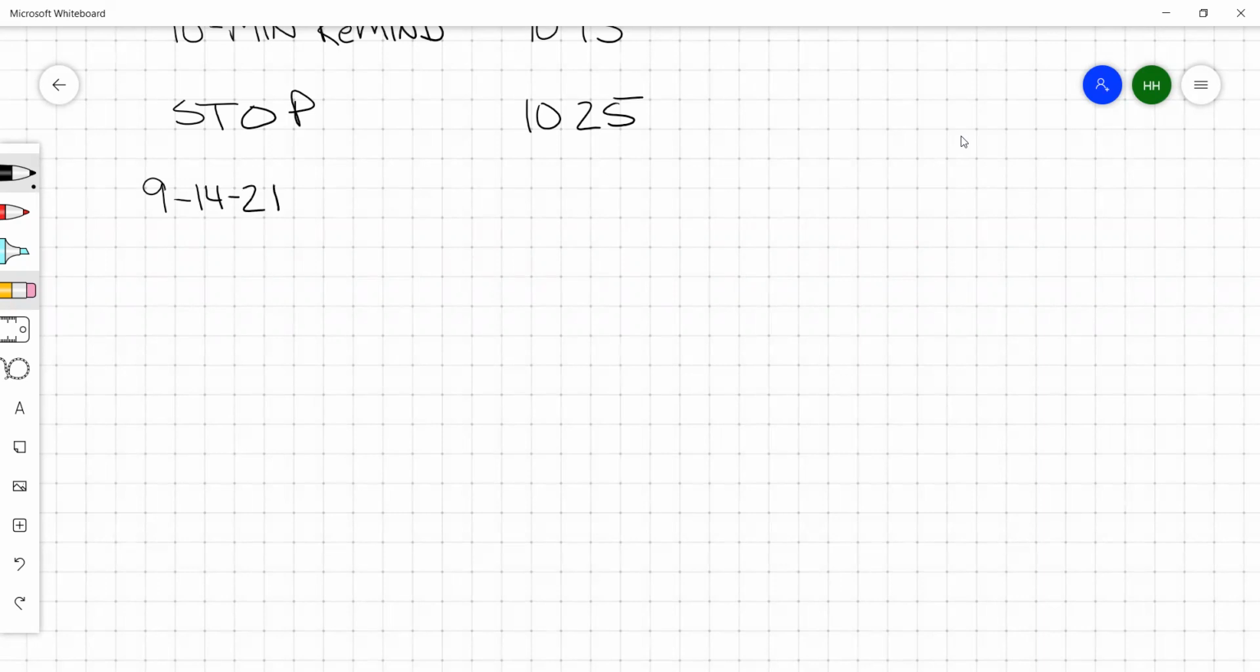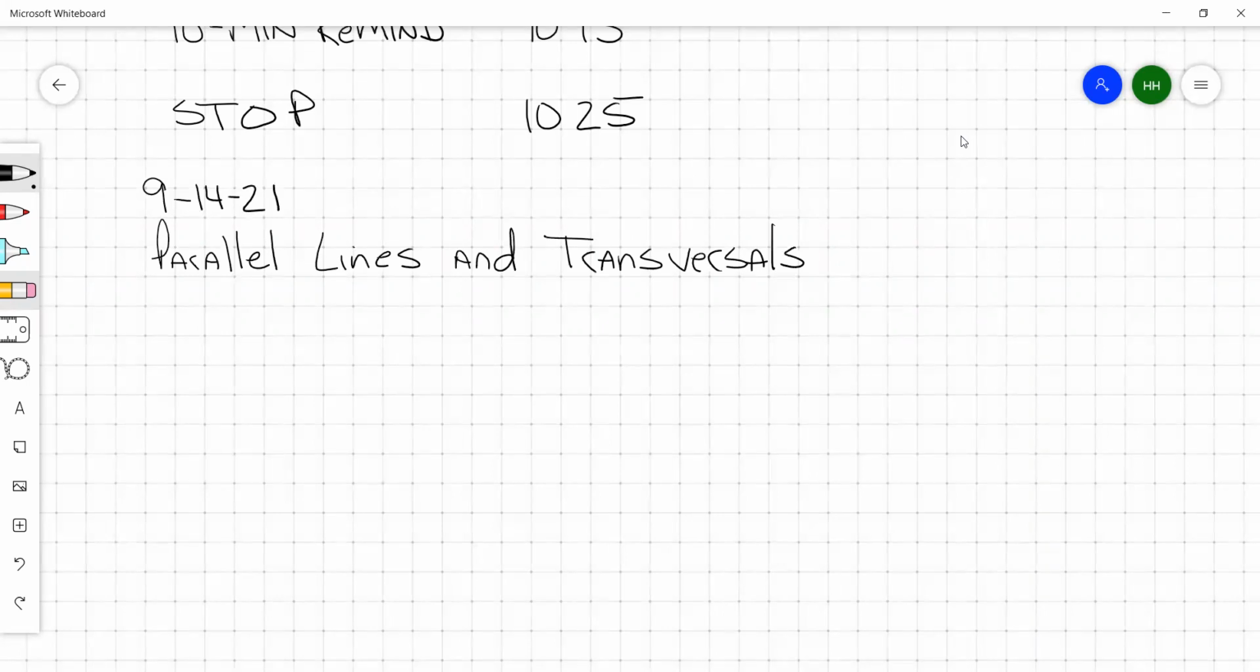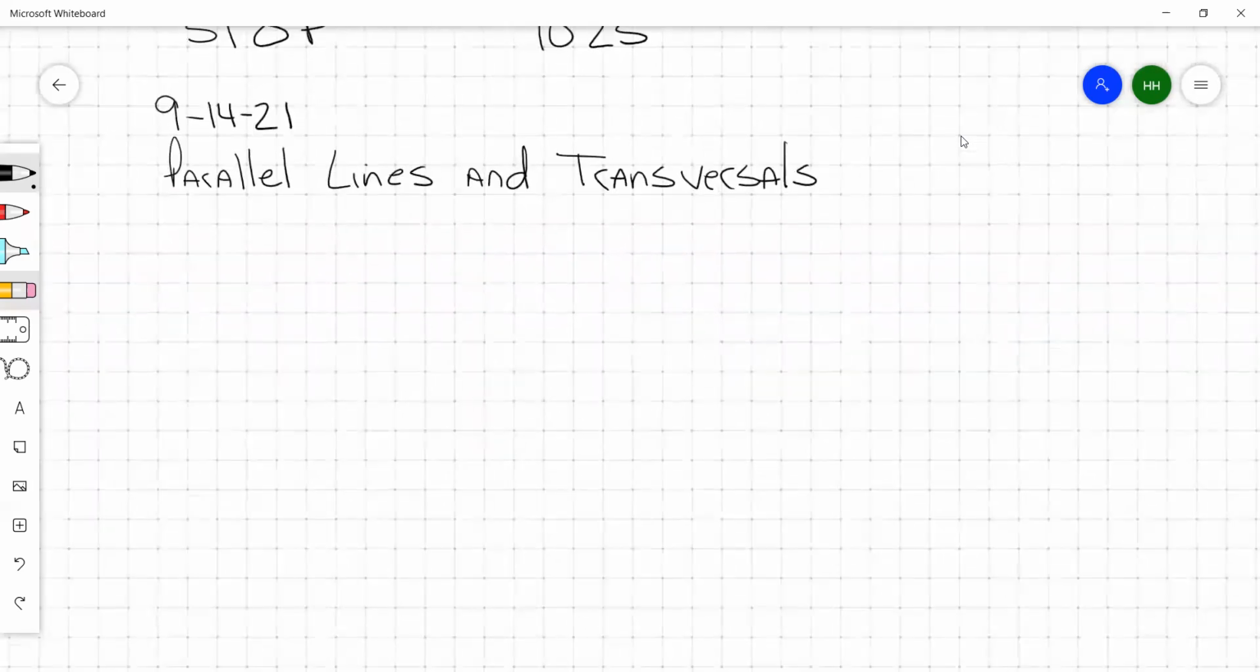All right, parallel lines and transversals. You did some definitions yesterday, so hopefully you understand what parallel lines are and parallel planes. And we're going to talk about intersecting lines right now and transversals.